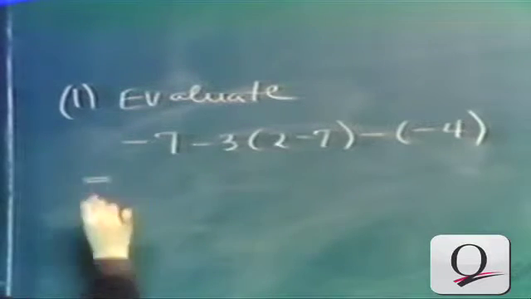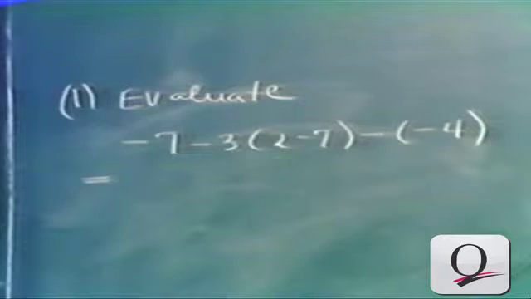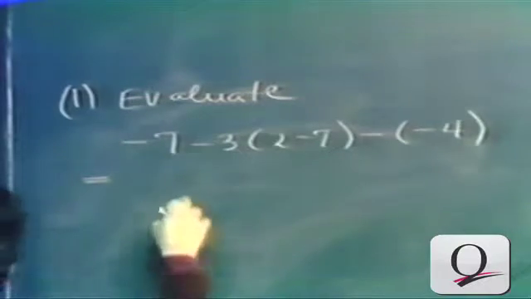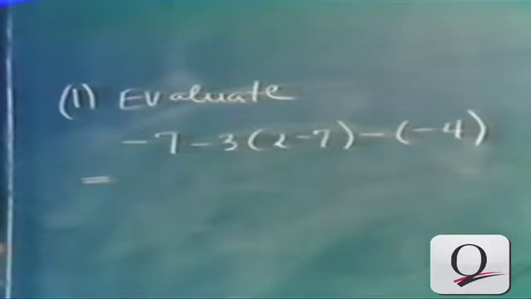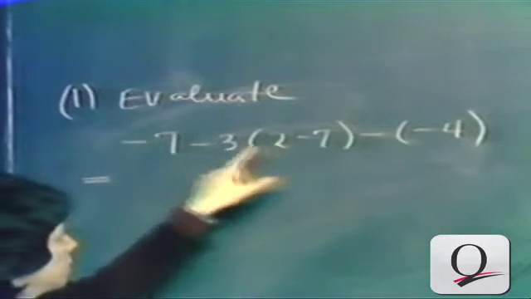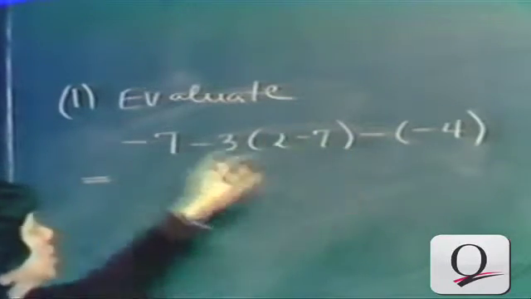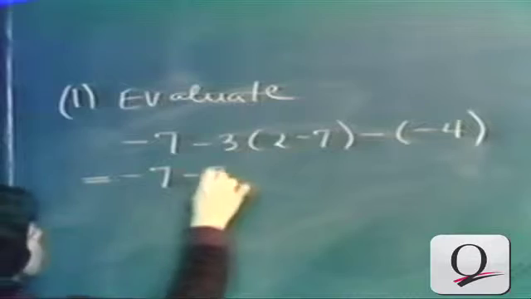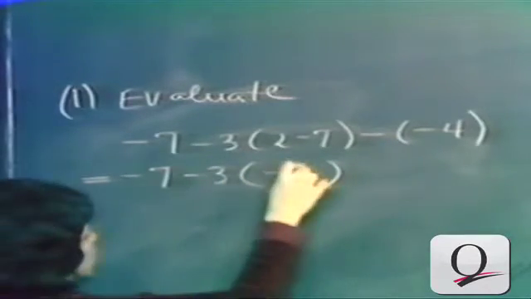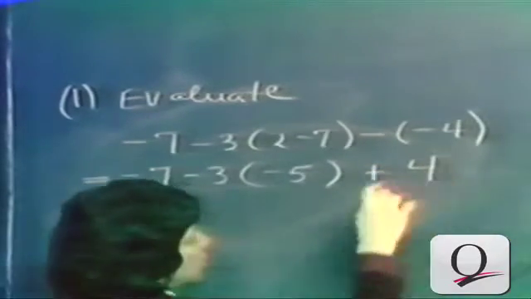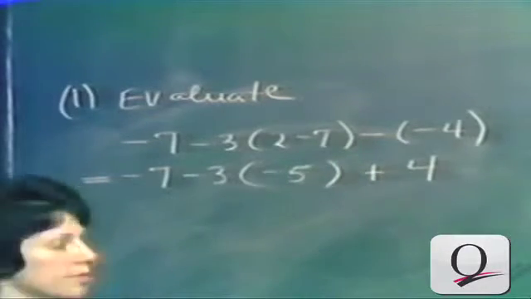Okay? Now we have to remember order of operations here. We're not just going to jump right in and say -7 minus 3 is minus 10 and try to multiply that by the minus 5. Instead, we realize that multiplications and divisions should be performed before additions and subtractions, so this multiplication, 3 times what's in here, is going to come before this subtraction. So we have -7 minus 3. Now 2 minus 7 leaves us minus 5. Minus a minus 4 is like plus 4. Okay, you're adding a plus 4.